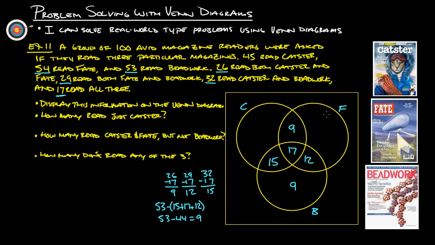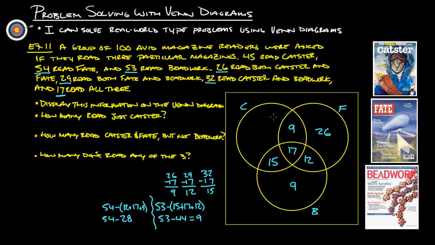54 read Fate. So there's going to be 54 total in this whole circle. So we want to do 54 minus these 3 numbers, 12, 17, and 9. That's 28. So that's going to be 26, is that right? Right, because 26 and 28 gives us 54, yep.